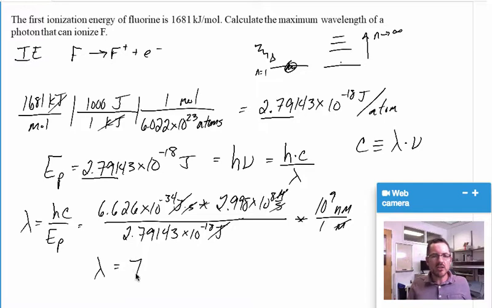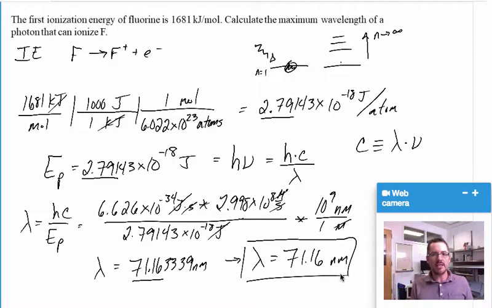And my wavelength here is going to be 71.163339 nanometers to 4 sig figs. So my wavelength that I need to do this is 71.16 nanometers. And if you recall back from the visible light spectrum, the lowest wavelength of the energy of light for visible is 400 nanometers. Anything less than that will have more energy, and that's going to be ultraviolet. So in order to ionize fluorine, you need ultraviolet light and this wavelength to do so.